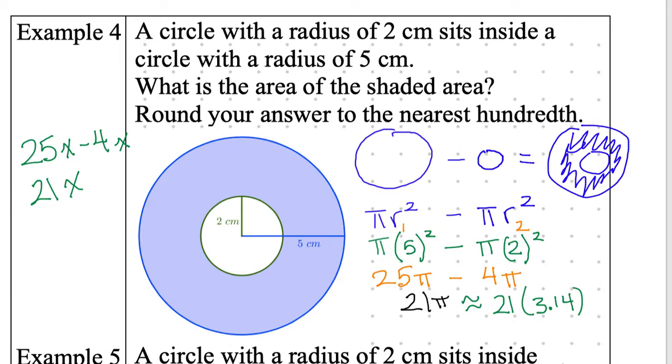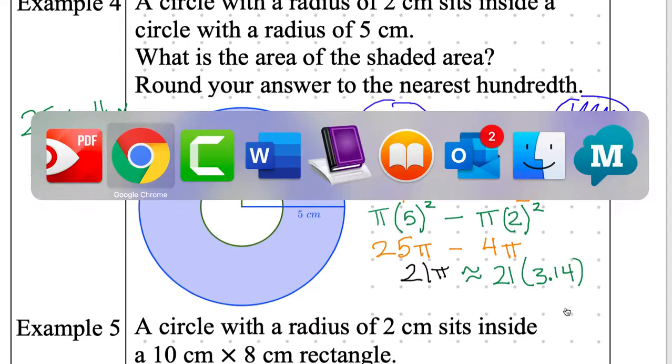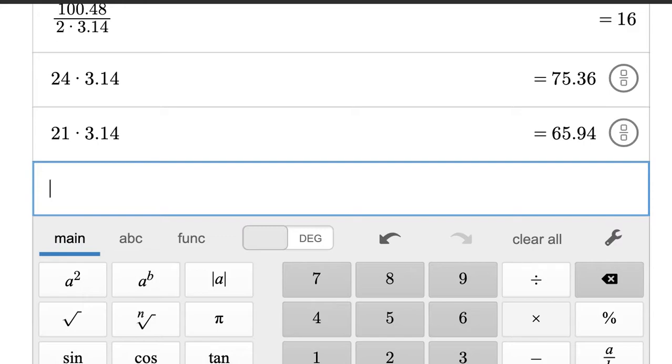So I come back to my calculator and I say, okay, I need 21 times 3.14. 21 times 3.14 is 65.94.